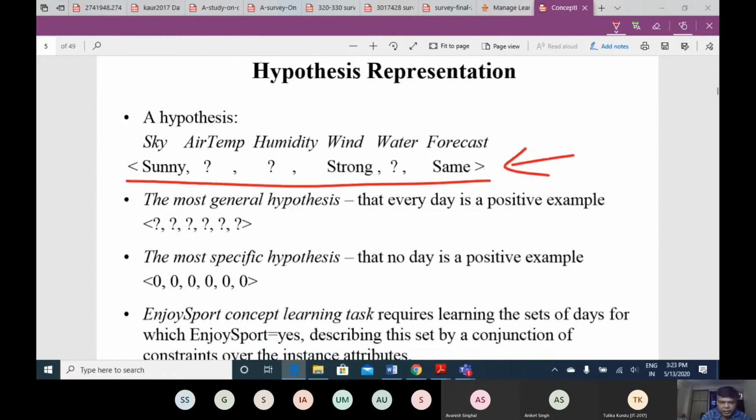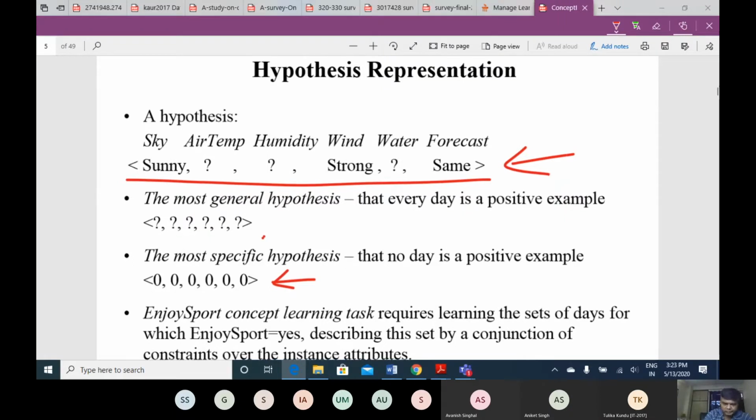If we replace everything by question mark, then it is the most general hypothesis. It includes everything, every row in that table. And if we put 0 for all values, that means it doesn't include any row of that table.